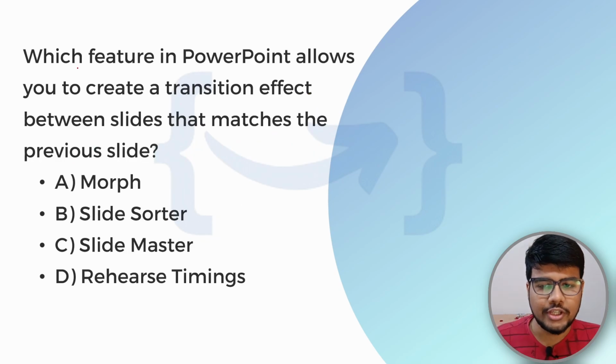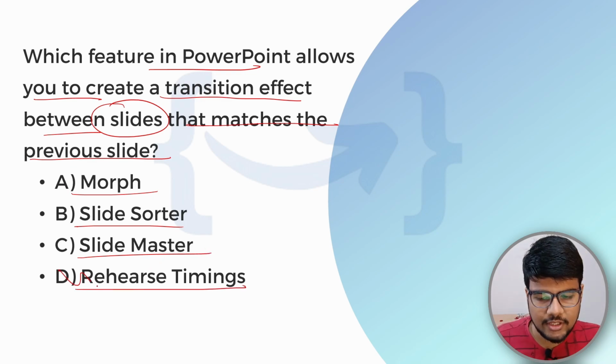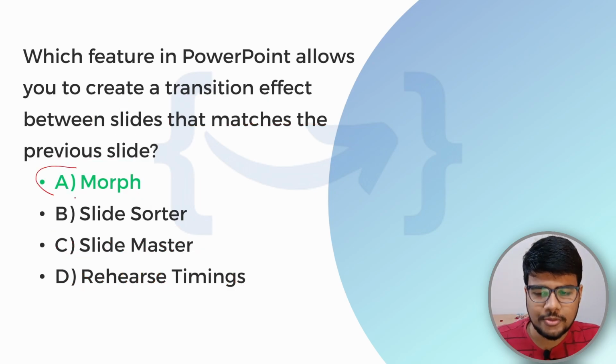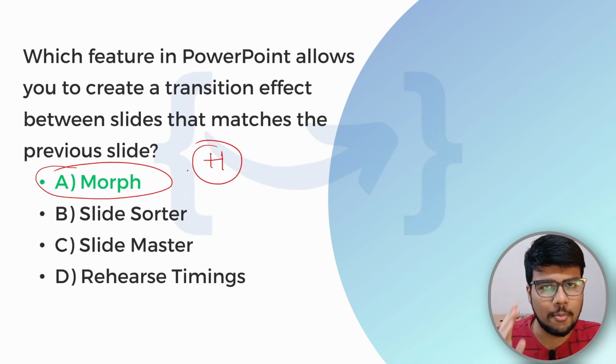Great. Now, which feature in PowerPoint allows you to create a transition effect between the slides? Transition effects such as blur or many more that match the previous slide. Morph, Slide Sorter, Slide Master, or Rehearse Timings. Rehearse Timings is not the case where you can use any animation. Slide Master won't be the case. Slide Sorter and Morph, yes, again you have marked option A as the right answer and you have achieved plus 1 mark in your marking sheet.